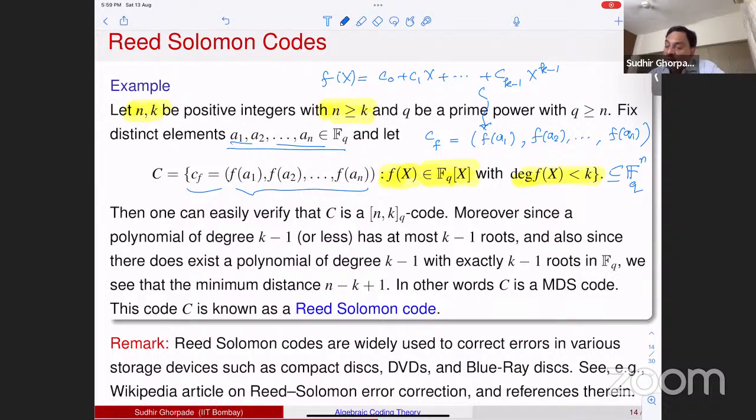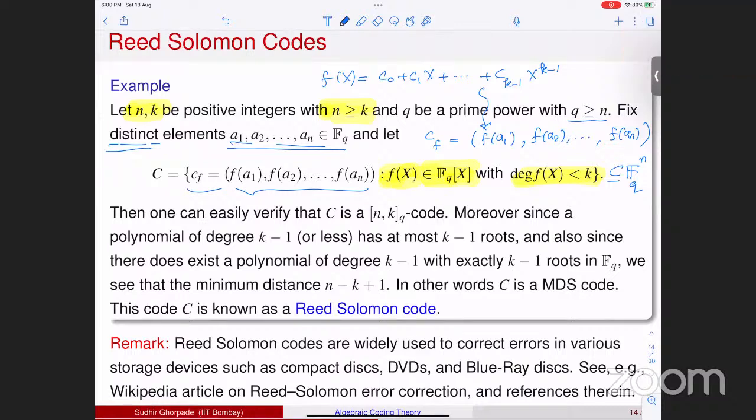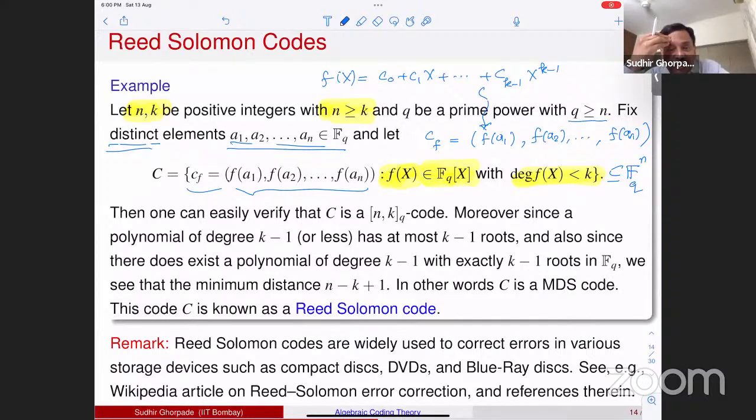By the way, the only requirement here is that A1, A2, ..., An should be distinct elements of F_q, for which your q should be larger than or equal to n. So what is the dimension of this? Anybody? It's written here. Q raised to n? No, I want to ask the vector space dimension of C.